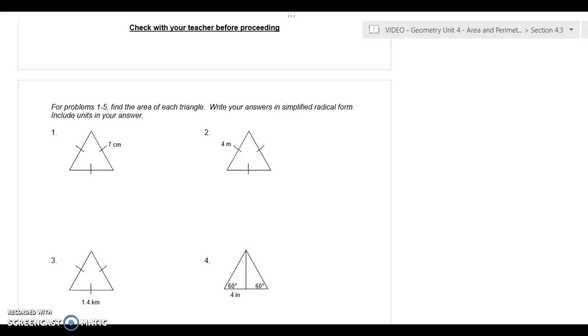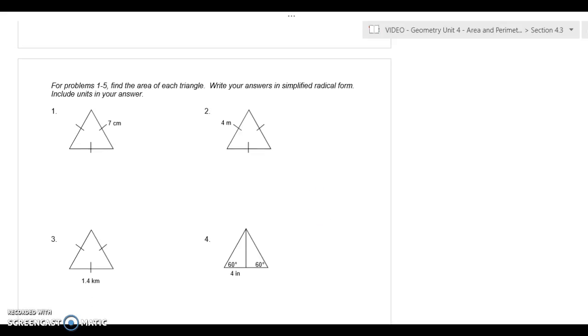Let's look at number 2. We have 4 meters. We want to find the area of each triangle. Write our answer in simplified radical form, and include units in the answer. In this case, our side is 4. We know it's equilateral because all these marks show that we're going to have an equilateral triangle. So we can use that formula that we just derived and find the area. We're going to take 1/4 of, the side is 4, squared, root 3. So 1/4 of 16 times root 3 would give us 4 root 3 meters squared.